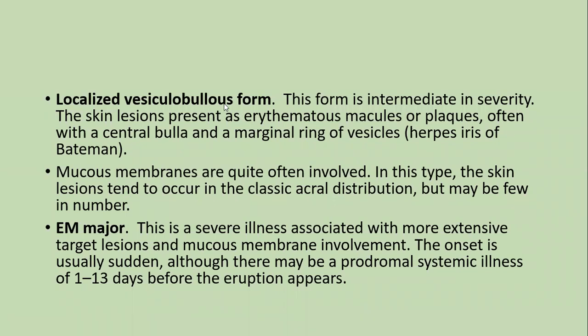Localized vesiculobullous form. This form is intermediate in severity. Skin lesions present as erythematous macules or plaques, often with a central bulla and a marginal ring of vesicles, which is called herpes iris of Bateman. Mucous membrane may be involved.